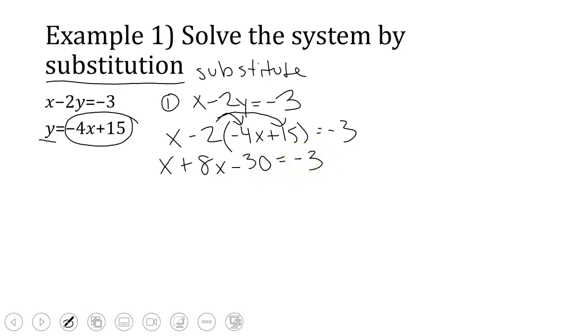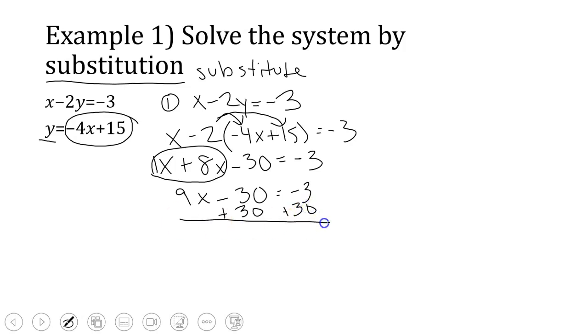After you distribute, you need to look: do I have any like terms? Well, yes, I have an x and an 8x. There's an invisible 1 in front of the x. So 1 plus 8 is 9x. Bring down everything else. I need to get x by itself, so I have to handle that 30. The 3 cannot move because it is handling that right side. So my next step is to move the 30. When you're crossing the equal, you do the opposite. So bring down 9x. Negative 3 plus 30 equals 27.